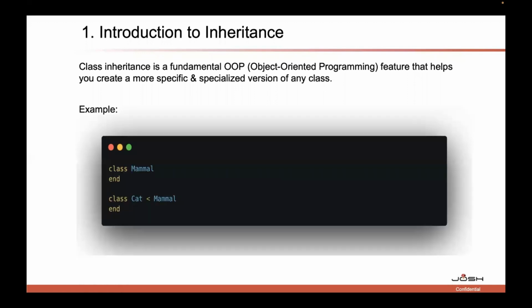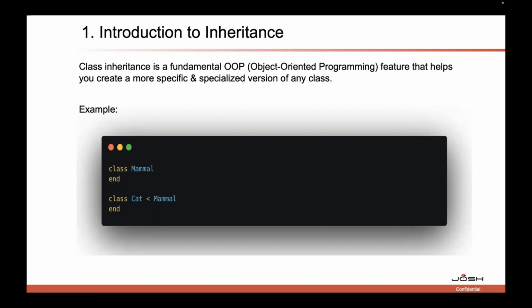Here you can see there is a class called mammal. Anyone can be a mammal, like a cat can be a mammal, or a cow can be a mammal. So mammal can be a generalized version, but cat can be a specific and specialized version of that entity. In Ruby, this is how a class is defined. To inherit a class from another class, you can use this arrow operator.